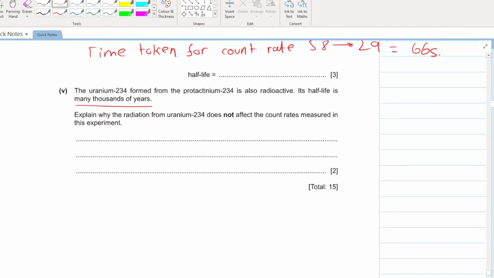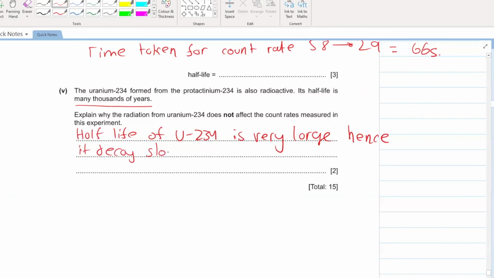So you can say here, half life of uranium 234 is very large. Hence, it decays slowly. Simple as that. Any confusions here, any ambiguities in this paper, you can ask.